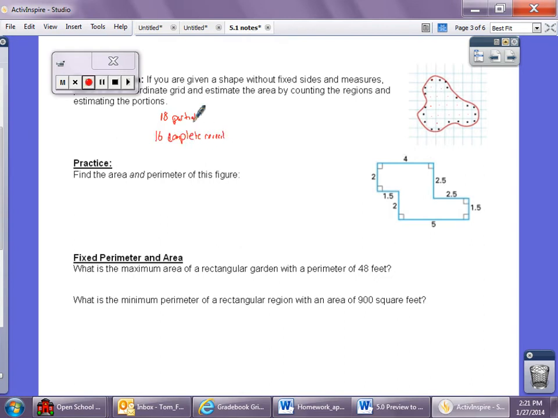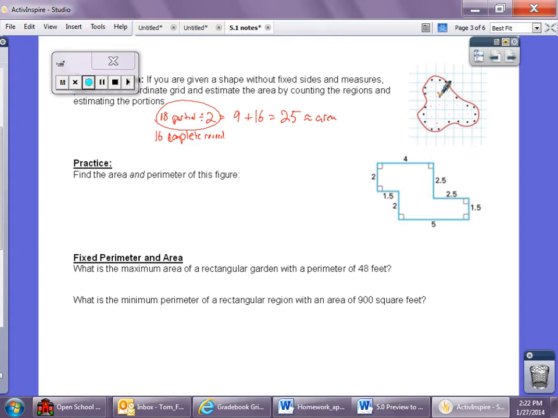Since some are partial, some more than others, we can divide the partial ones by 2. So we can say that there's 9 plus our 16. So the area is about 25. We took our partial ones, divided by 2, and then we have the 16 that are completely covered inside.